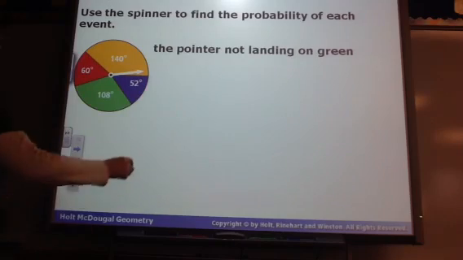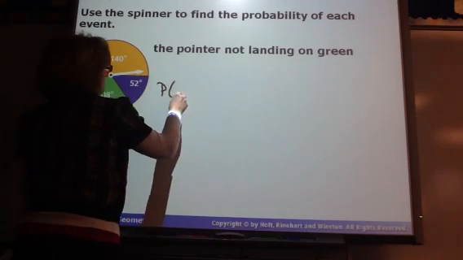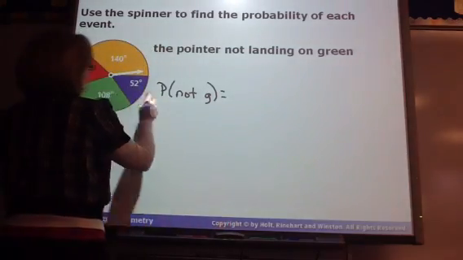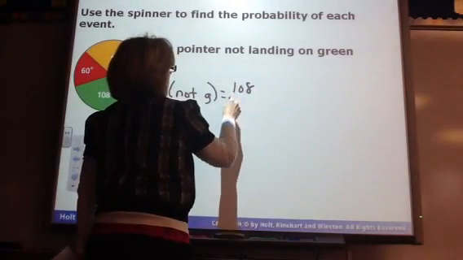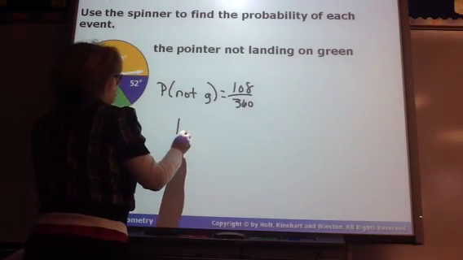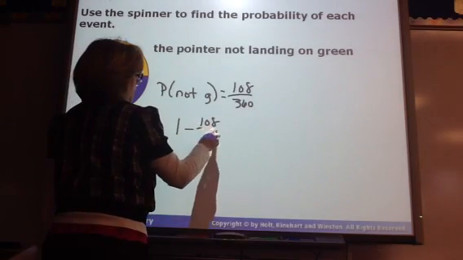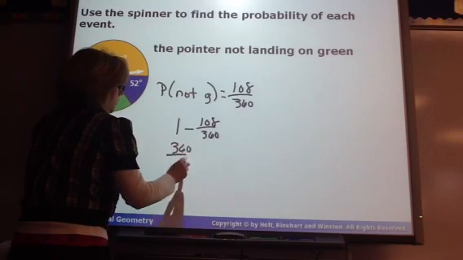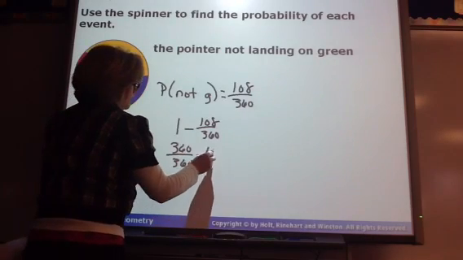Not landing on green. Okay, so green is 108 over 360. So not landing on green, you need to take 1 minus the 108 over 360. 1 is the same as 360 over 360.